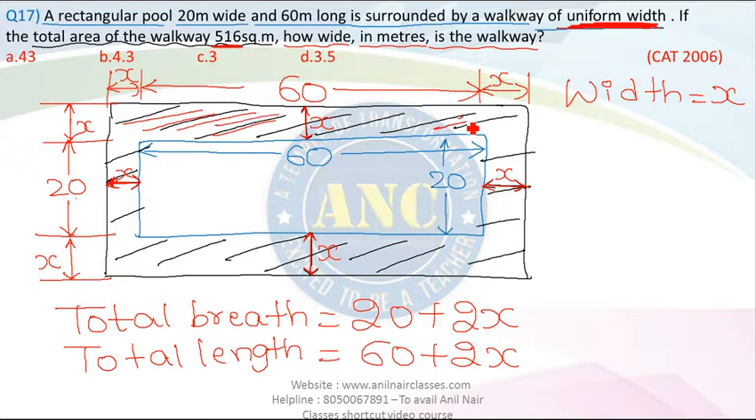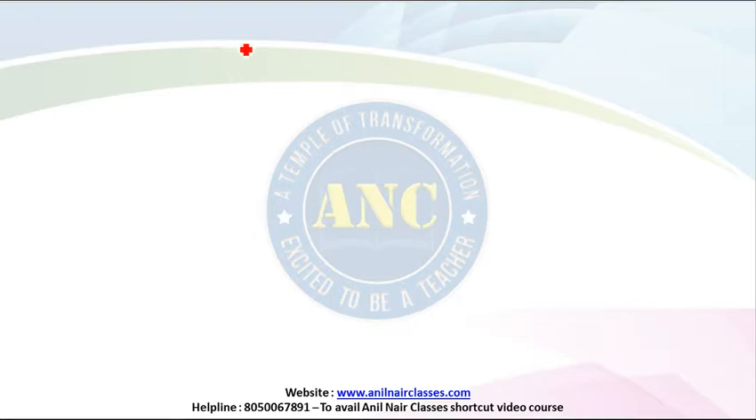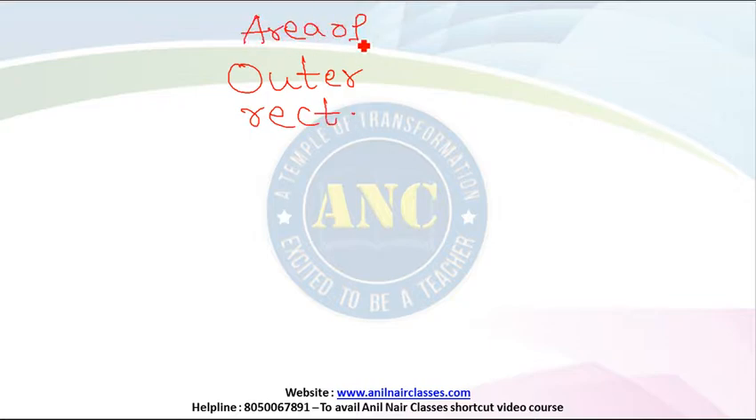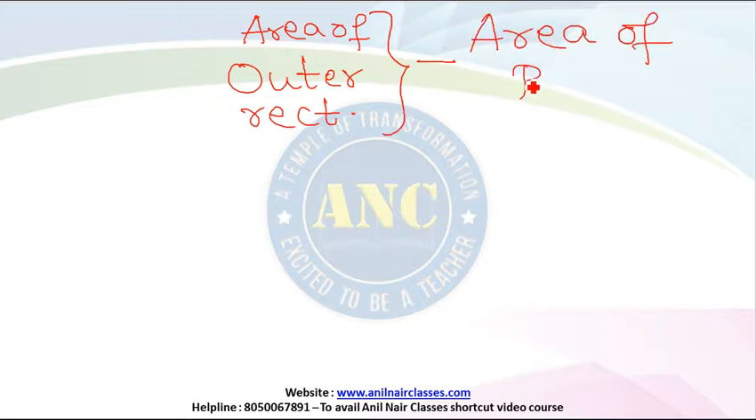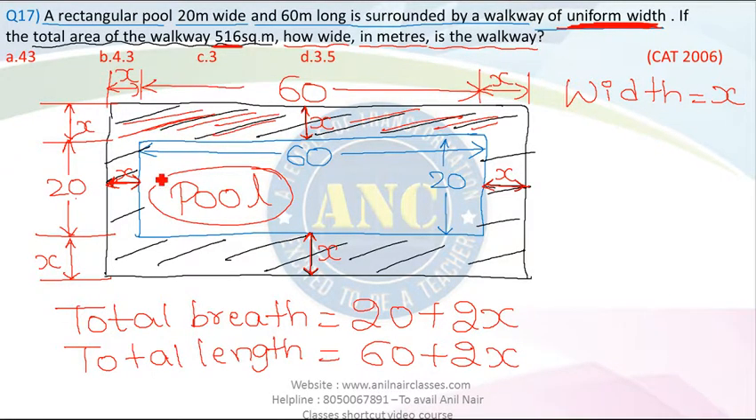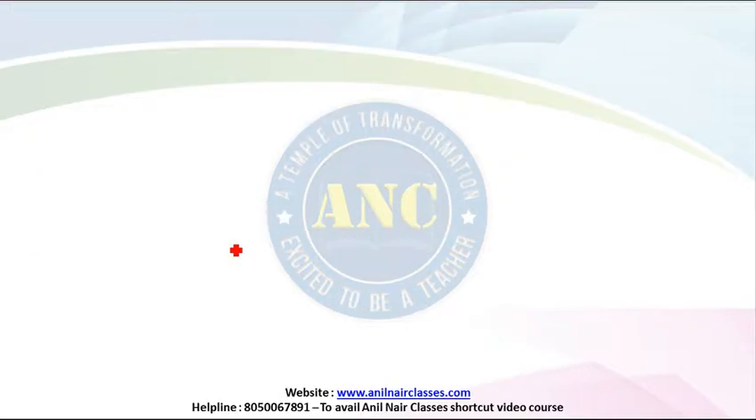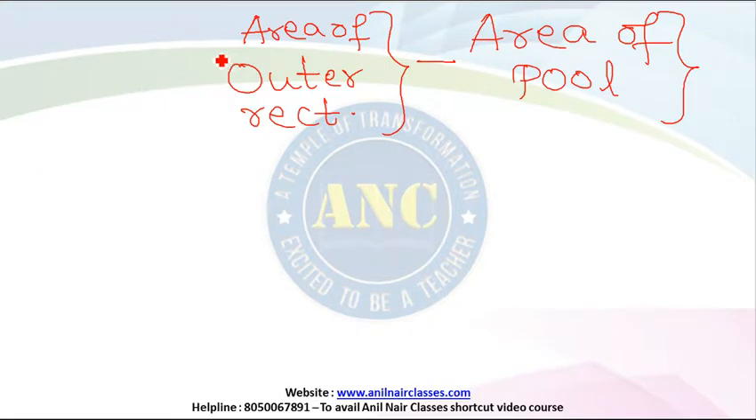Area of the shaded portion, the walkway, is nothing but from the entire outer bigger rectangle, remove the area of the pool. That means from the entire outer rectangle area, if I remove the area of the pool, I am only left with the area of the shaded portion, and that shaded portion is nothing but the walkway. I hope I am making sense for you, sir.